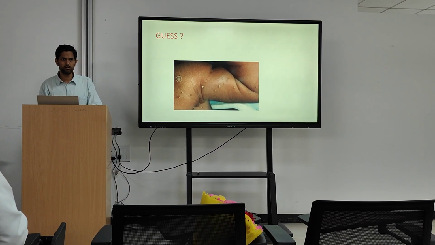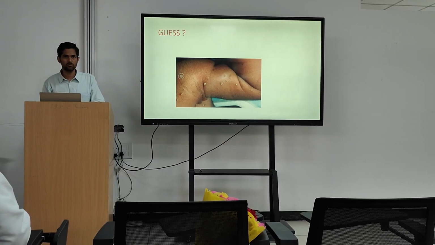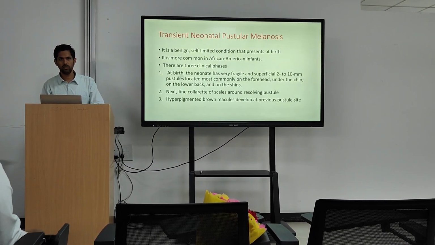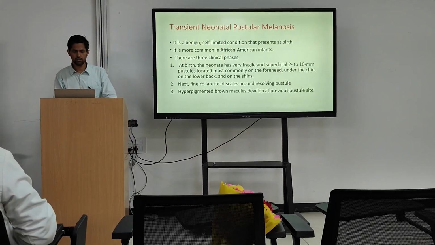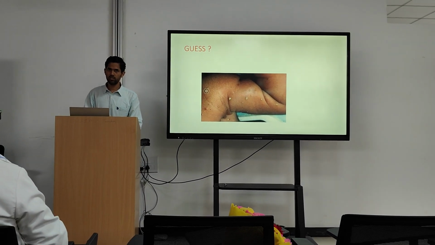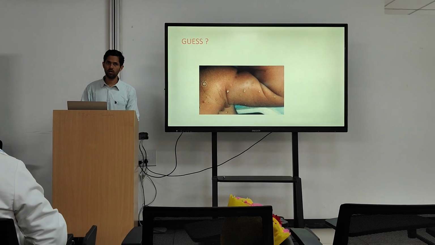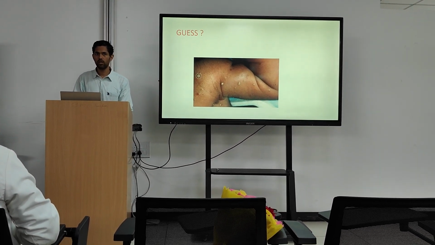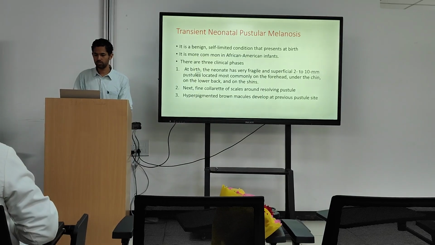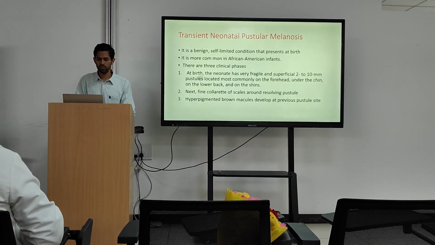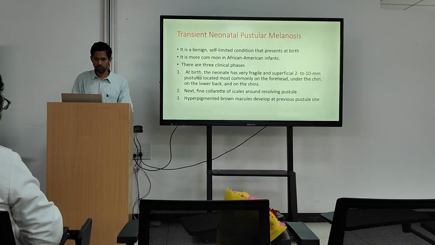What is this? So this is transient neonatal pustular melanosis. As you can see, there are pustules, and this is more common in dark-skinned babies, whereas erythema toxicum is usually more common in white babies. This neonatal pustular melanosis is more common in darker babies, particularly African American infants.